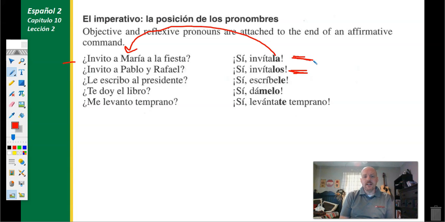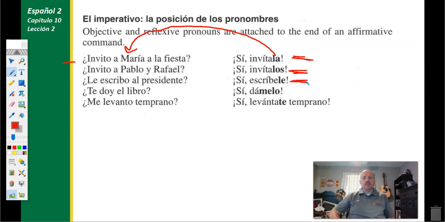Le escribo al presidente. Do I write to the president? Sí, escríbele. Yes, write him. Escríbele. Now with this one, we used an indirect object pronoun, le. We specifically use the indirect object pronoun le here because we are assuming that we are writing a letter, and that would be our direct object, writing him a letter. I'm not literally writing the word him. I'm not writing him. I'm writing a letter to him. And so that was why the choice was made here to use the indirect object pronoun le rather than the direct object pronoun lo. Sí, escríbele, write him.